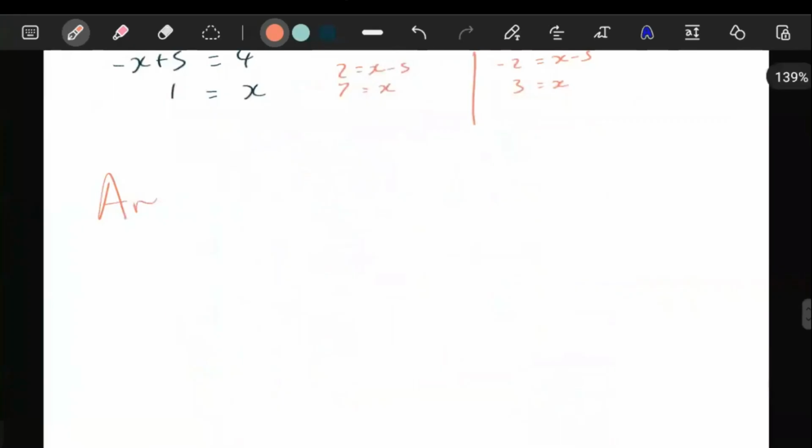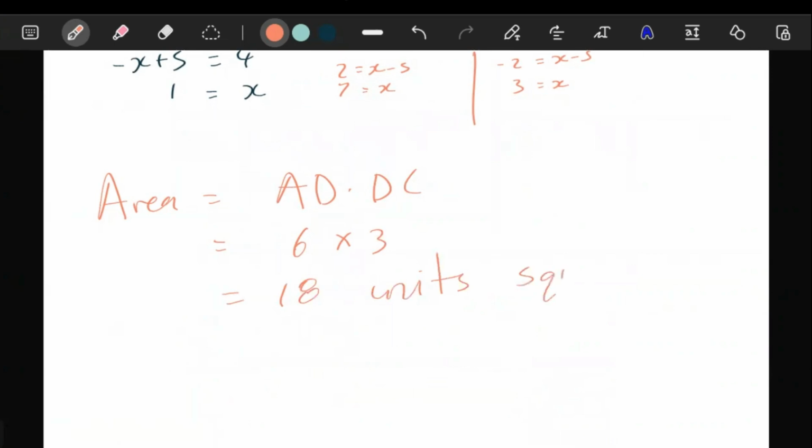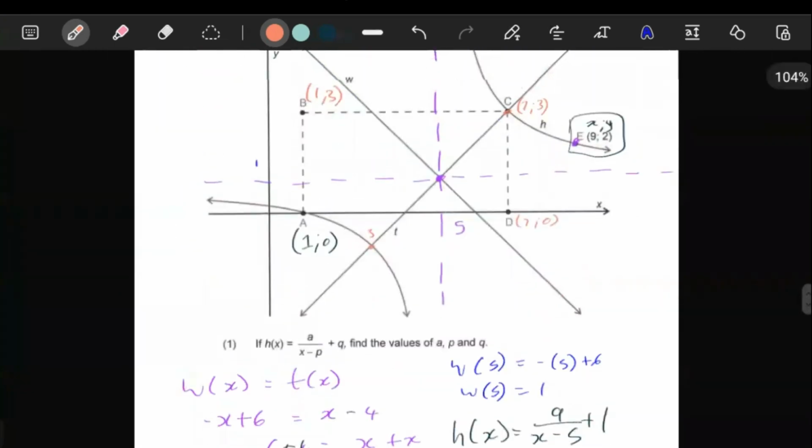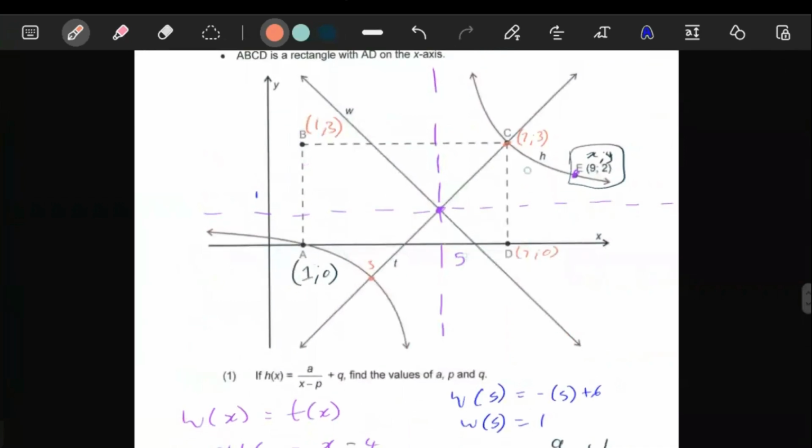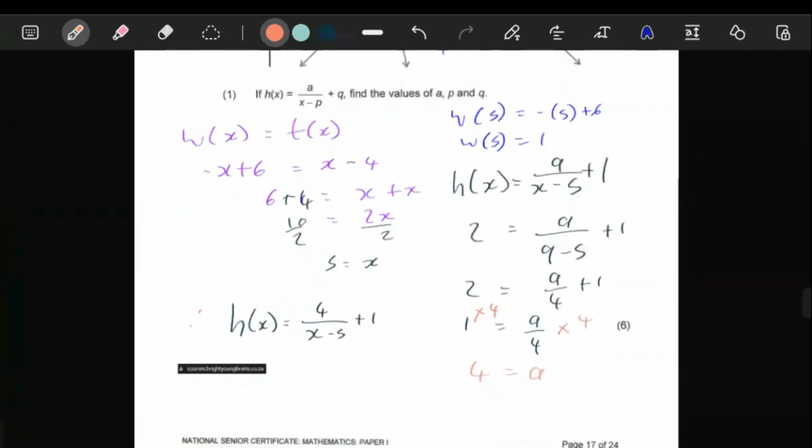It's going to be AD times DC, which is going to be 6 times 3, which is going to be 18 units squared. There you go. Nothing crazy, nothing major, just free marks everywhere. Let's move on.